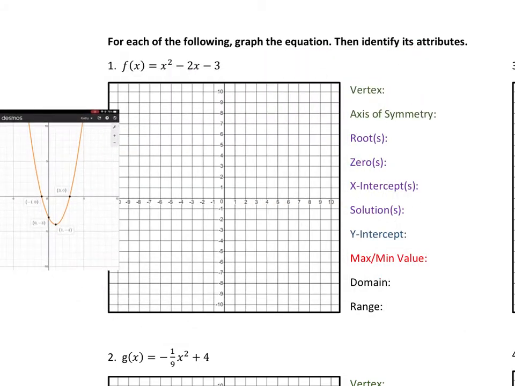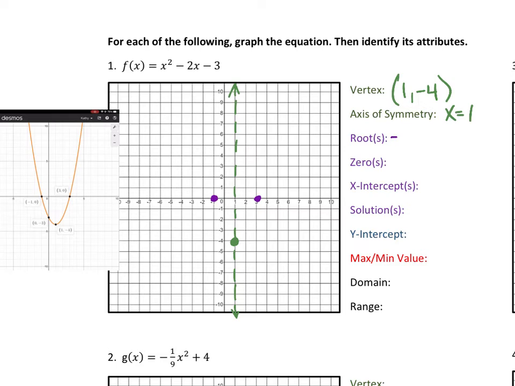Okay, this says that we would have a vertex at (1, -4). So (1, -4), that's the lowest point there. And we know that the axis of symmetry goes right through that vertex. That invisible vertical line that cuts the parabola in half is the equation x = 1, because it's a vertical line. I can also tell that this parabola has the roots, zeros, x-intercepts, and solutions of -1 and 3.